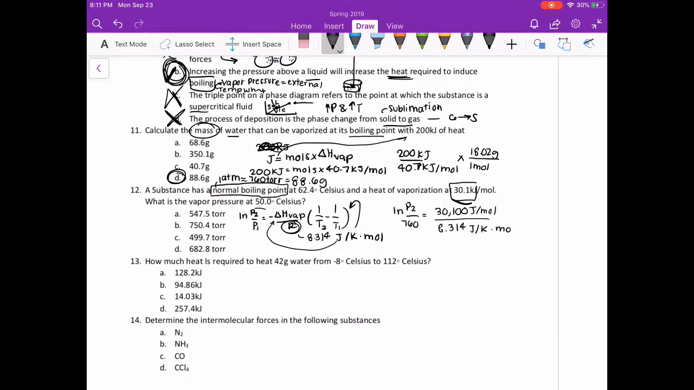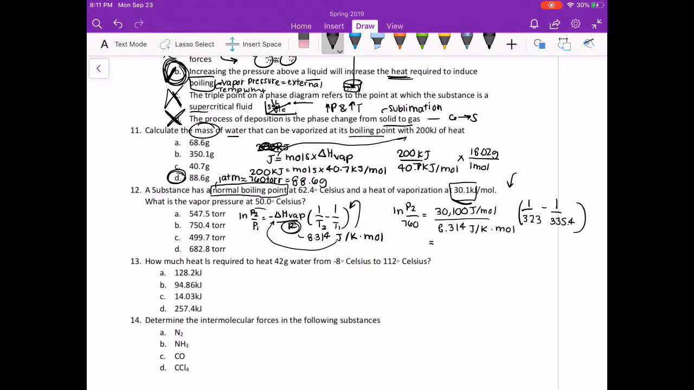And so what I'm going to do now is convert my temperatures to Kelvin, which is just adding 273. You're going to want to have the smaller temperature first, so in this case the 50 degrees Celsius converted to Kelvin, so that I end up with a positive number, because if I put that 62 degrees Celsius first, I'd end up with a negative number. So it's going to be 1 over 323 minus 1 over 335.4.